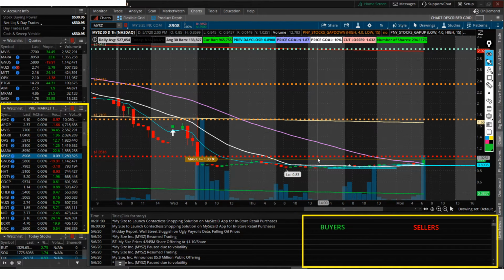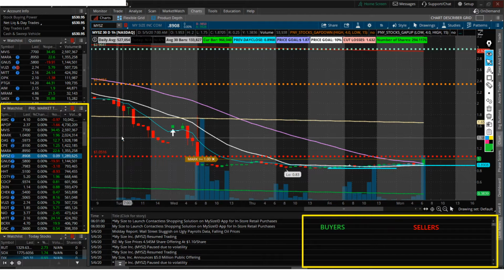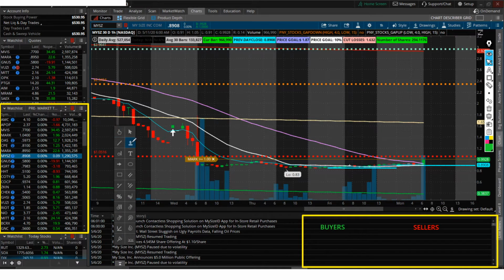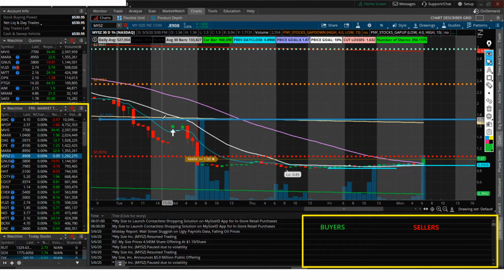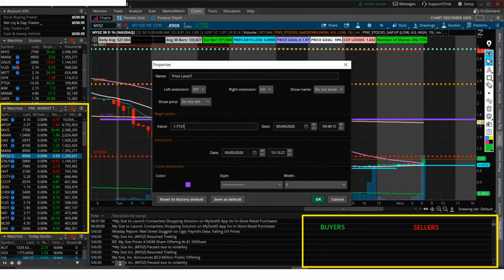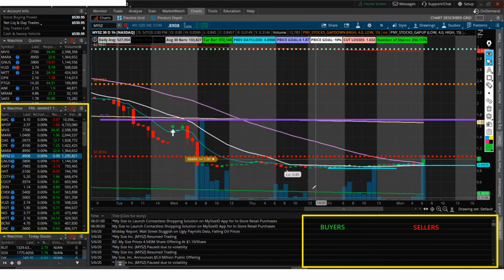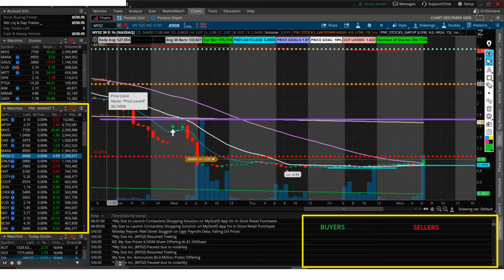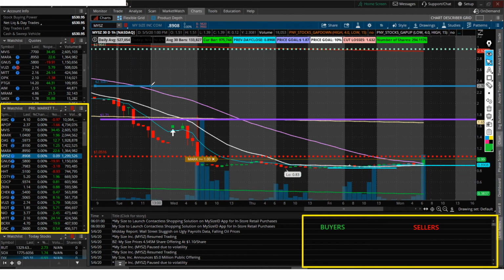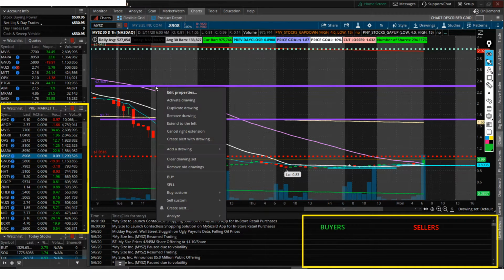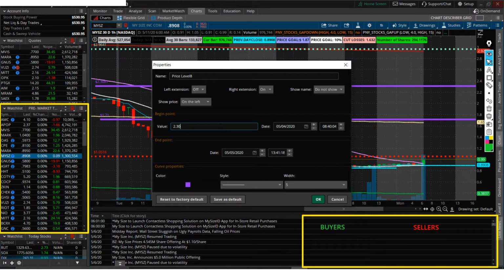I'm going to get rid of this one because it looks like a minor resistance, but we have a resistance right here at $1. Then we have a resistance over here at $1.70, $1.71. So I'm going to delete this one and then recreate it at $1.71. Boom. Nice, and then it looks like we have a resistance right here at $2.30. So let me remove this one and recreate it at 2.30. Remove the rest. Boom.